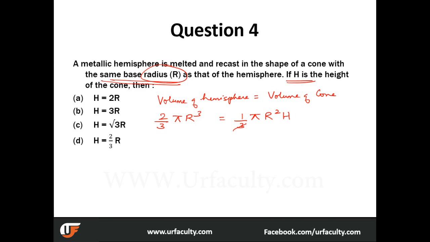So what do we do now? We cancel this off, we cancel this out, we cancel this, and we are left with just the r. So h is equal to 2r. That's your answer.